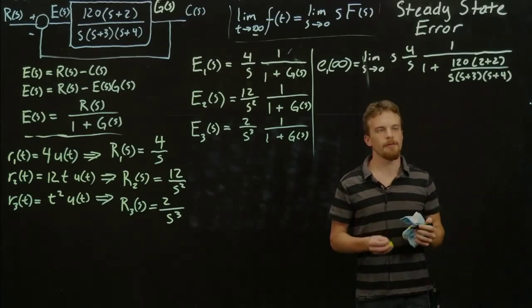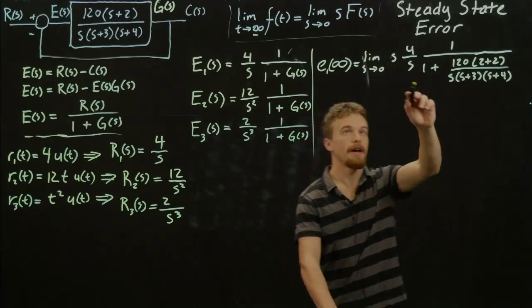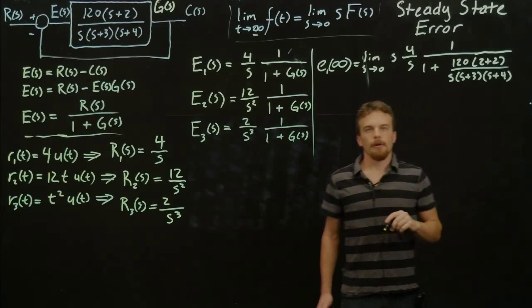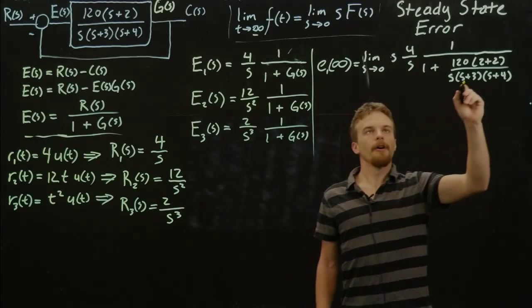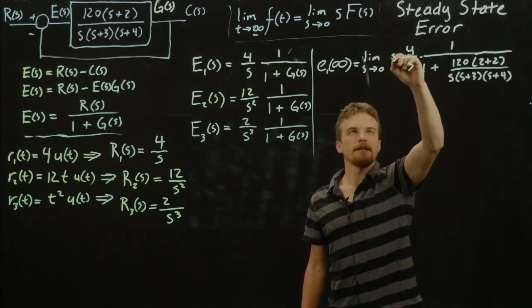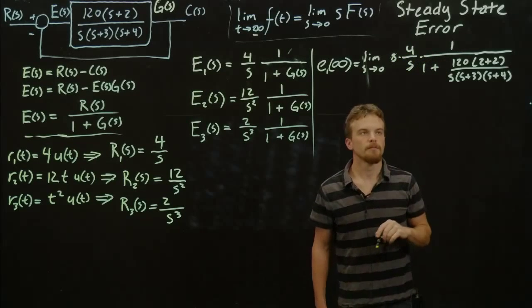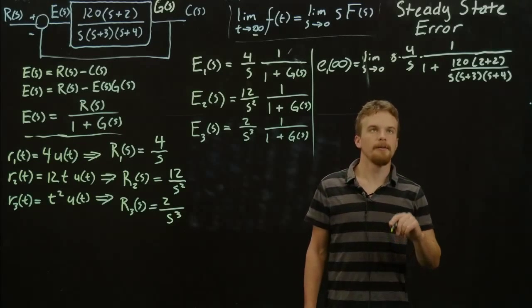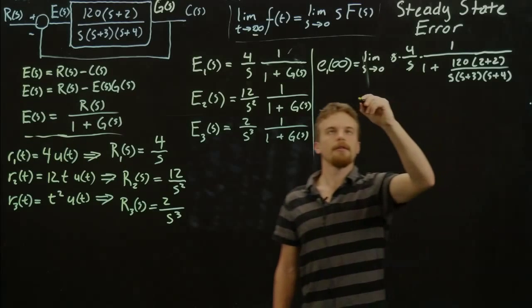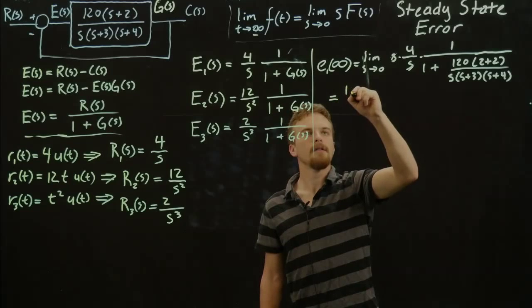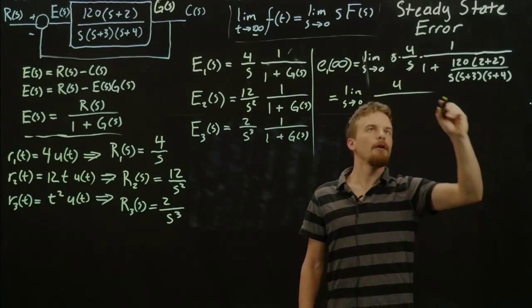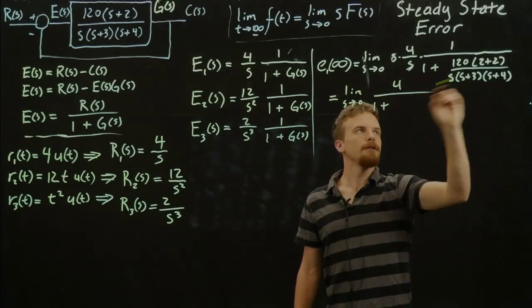Okay, so now we have to evaluate this at this limit as s goes to 0. So what would happen here? We would get some cancellation right away, right? This is multiplication here, so these s's would cancel. And then we'd have the limit as s goes to 0 of this expression: 4 over 1 plus all this.